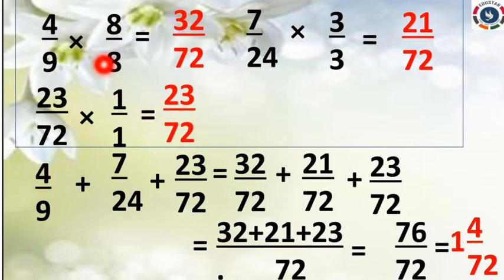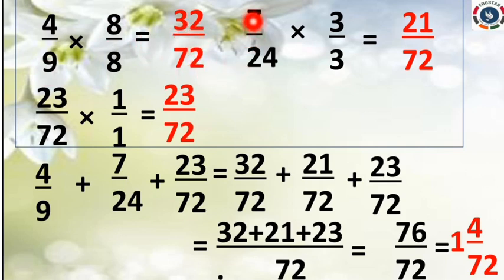So take and write all those numbers. All the denominators should be converted into 72. So first fraction, 4 by 9. You see the denominator: which number you multiply by 9, you will get 72. So you have to say the ninth table. 9 eights are 72. So you multiply numerator and denominator by the same value, 8 by 8. So it is equal to 32 by 72 you will get.